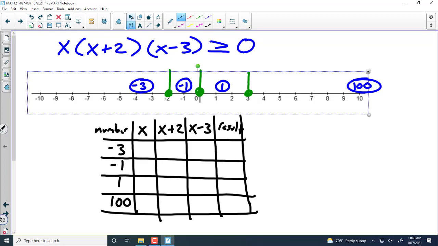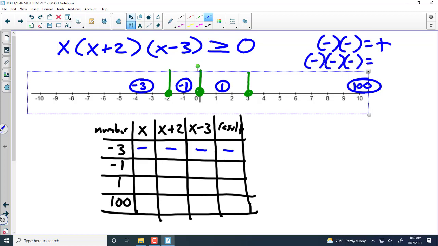So class, watch what I do here. If you put a -3 in for x, that's going to be just a -3. What's -3 plus 2? Positive or negative? Negative. What's -3 minus another 3? Negative. If you multiply a negative times one more negative, what's your result? It's a negative. Remember, everyone, 2 negatives multiplying equals a positive. An odd number of negatives multiplying equals a negative. Ever remember all that from your arithmetic days?